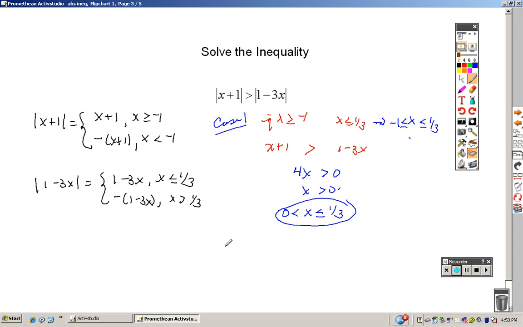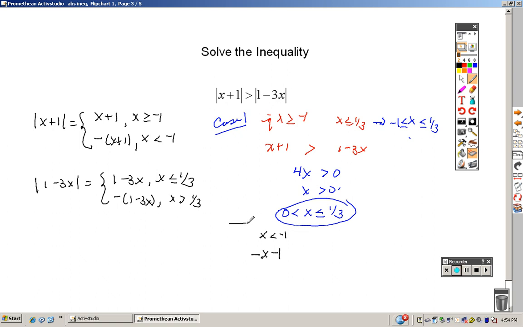So let's do the same problem, but I'll do case number 2. Let's assume that now, instead of x plus 1, I want to write negative x plus 1. Then that means I am assuming that x is less than negative 1. So if I'm going to set up another scenario, if I want to write negative x minus 1, then in order to do that, I have to say x must be less than negative 1.